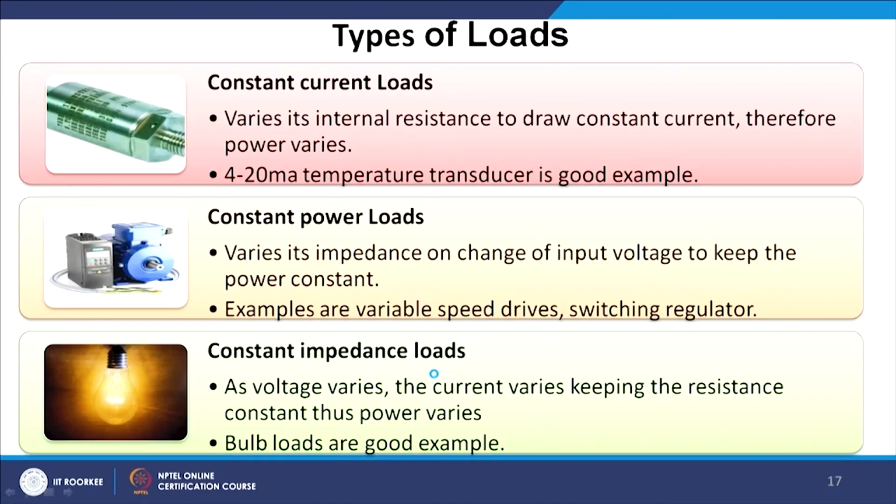In case of constant power, it varies its impedance on change of input voltage to keep the power constant, and the very important one is the constant impedance. As voltage varies, the current varies, keeping the resistance constant, thus power varies.